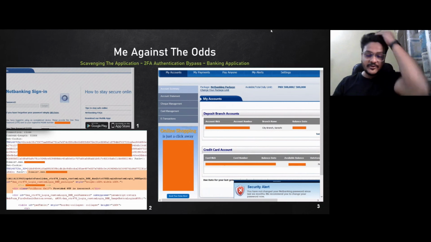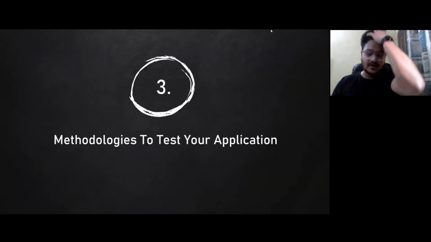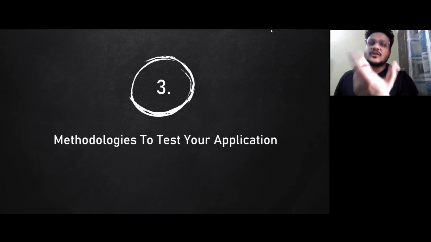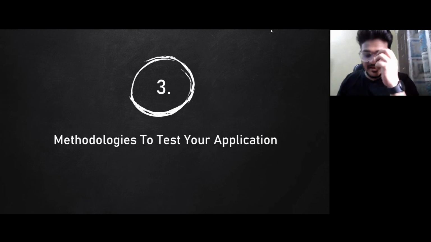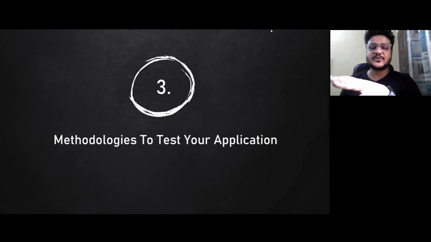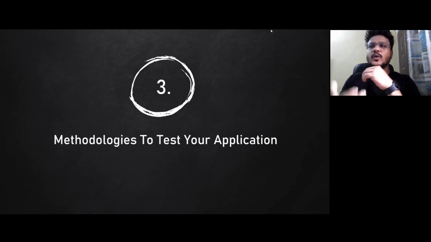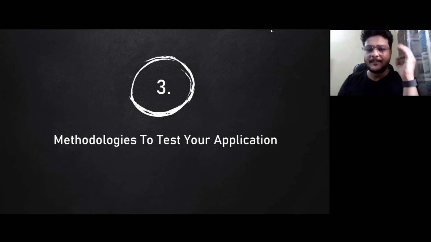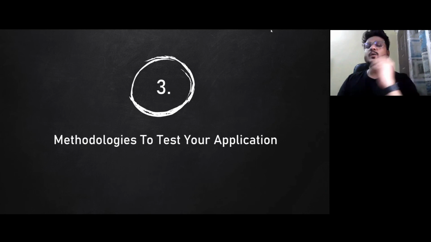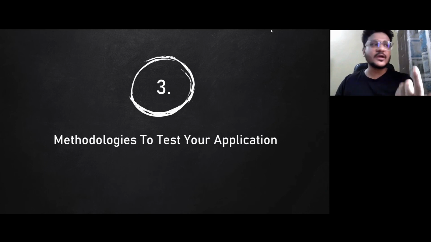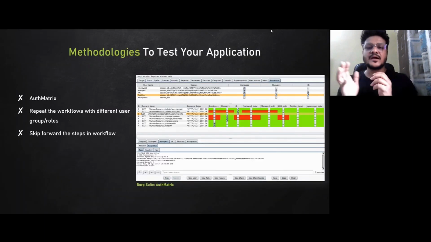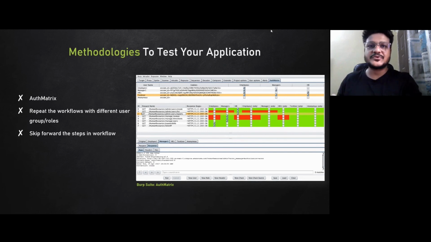I'll talk about the methodologies and all the other things in the coming slides as well. Methodologies. One thing I'm saying is that you cannot fully automate the process and see what happened when you're providing the application flow. But there is a Burp Suite plugin as well. We can automate this process. If you cannot do it manually every time, we have something known as Auth Matrix, authentication matrix, for Burp Suite.